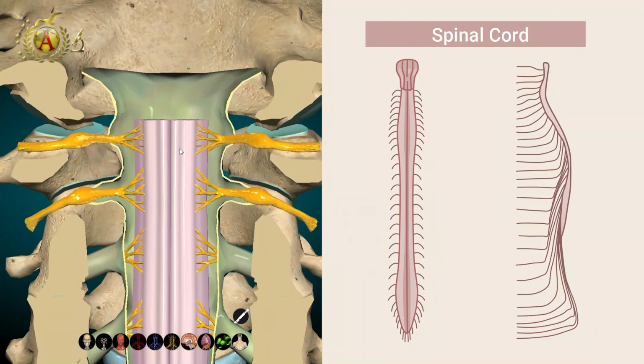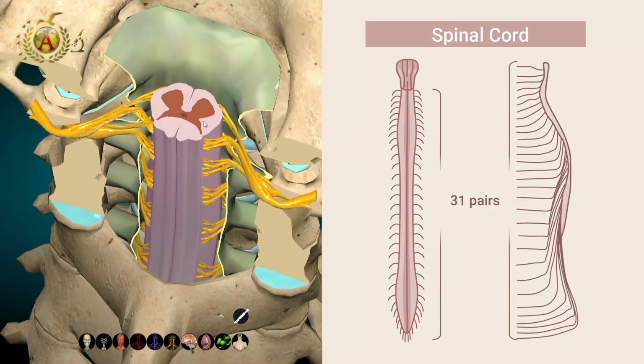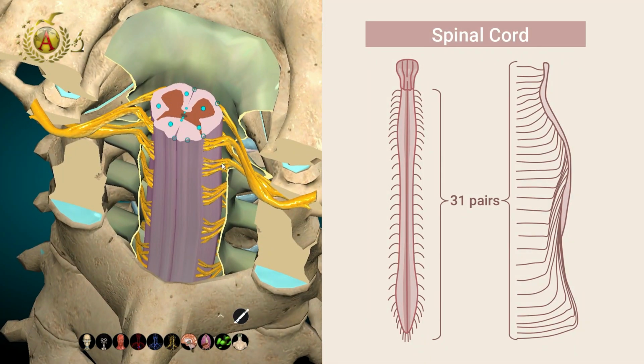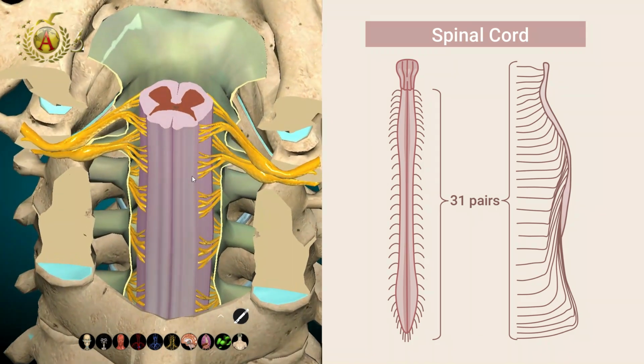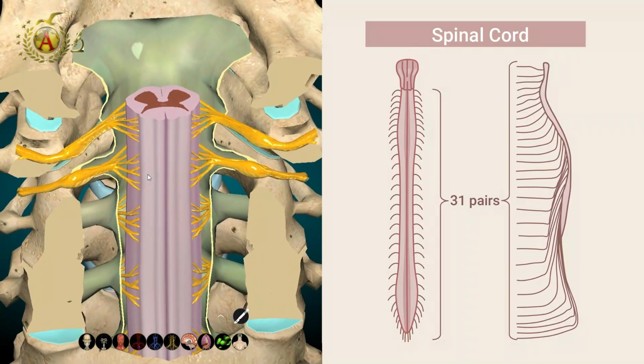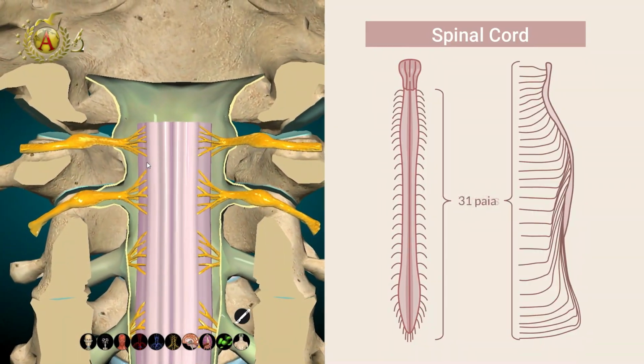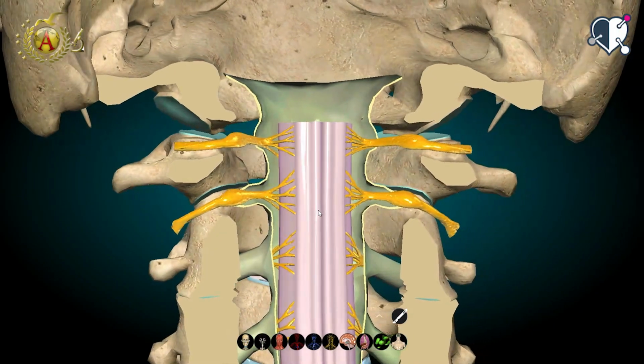The roots of the 31 pairs of spinal nerves emerge from the anterior and posterior roots of the grey matter, the central part of the cord. These roots then pass through the white matter, the peripheral part of the spinal cord, forming ascending or descending nerve bundles that connect the peripheries of the body to the central nervous structures. If you feel a chill down your spine right now, you know why.